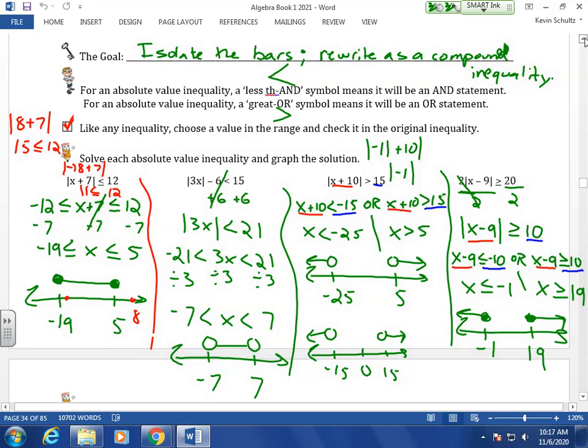Okay? Less than or equal to negative 1, greater than or equal to 19. Give me your favorite number that is in one of those ranges. John. 13 is in between.